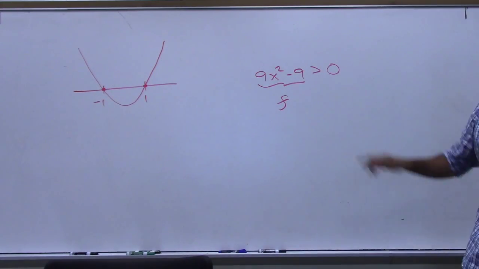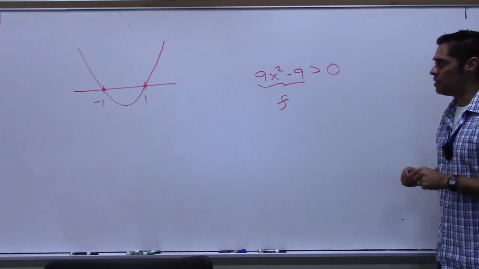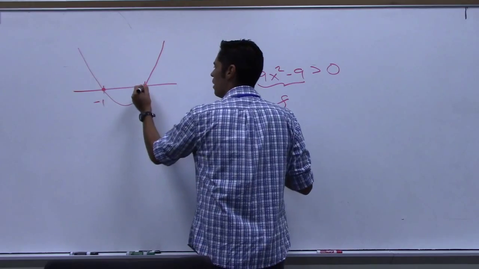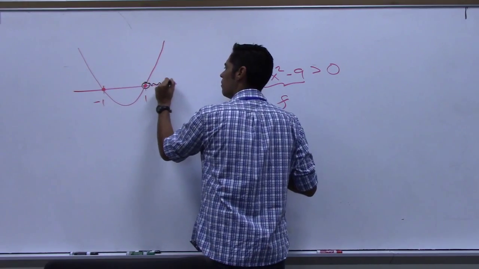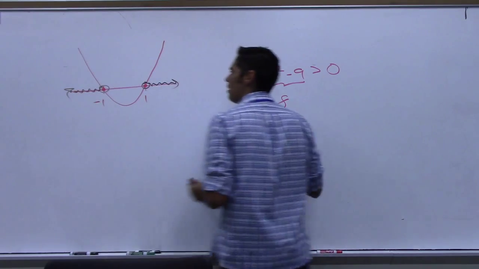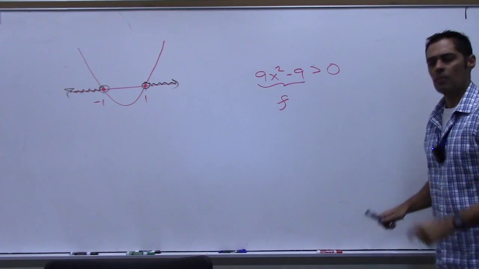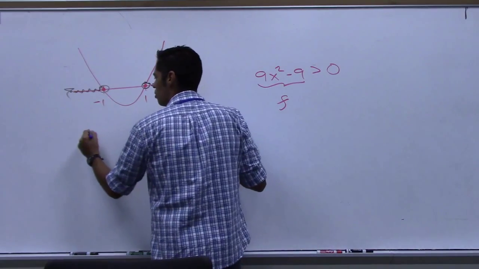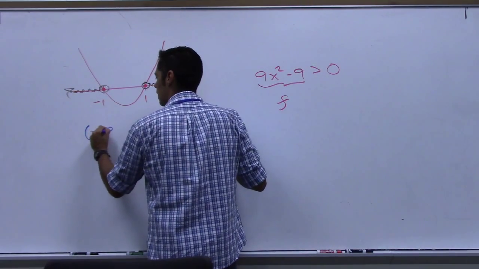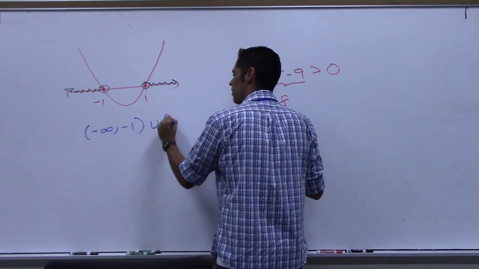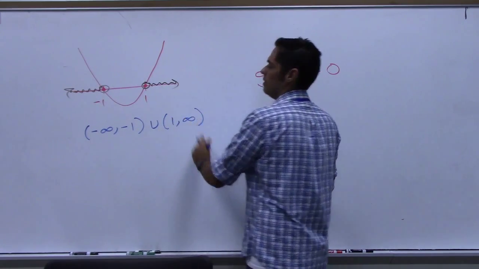And I want it where it's positive, greater than 0. So I want the stuff on the outside edges, don't I? I do not want to include the points because it's strictly greater. So it's this stuff and that stuff. That's where my graph is above the x-axis. So my solution, -infinity to -1, parenthesis, union, parenthesis, 1 to infinity.